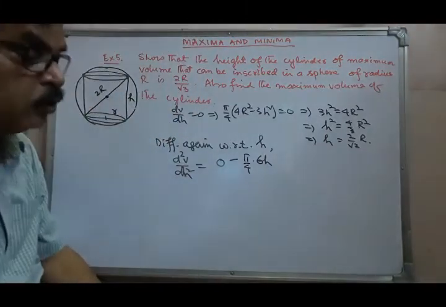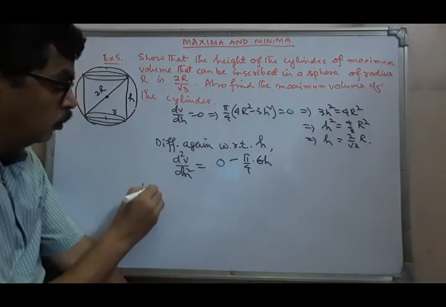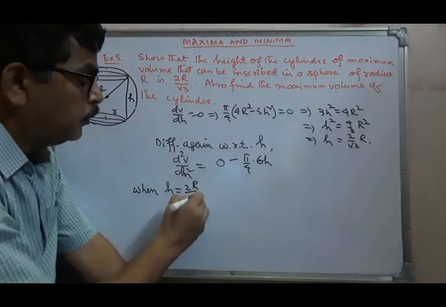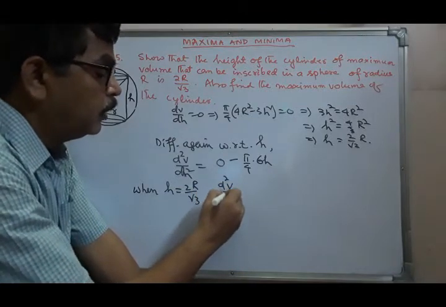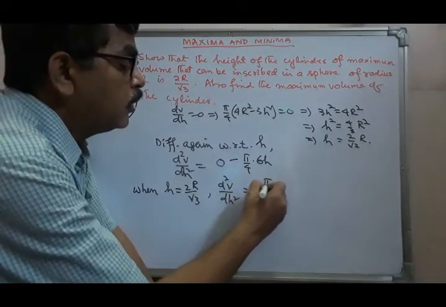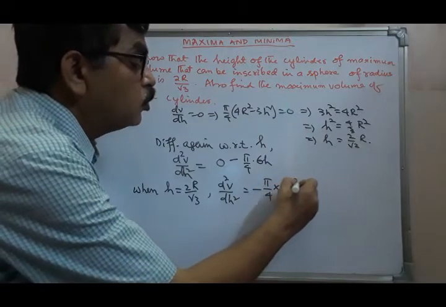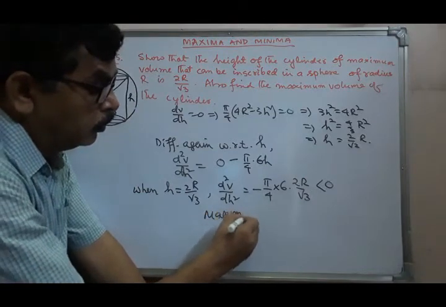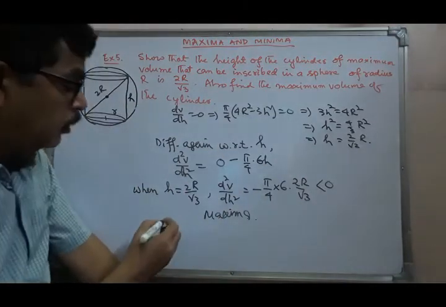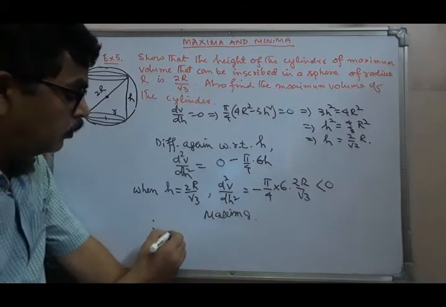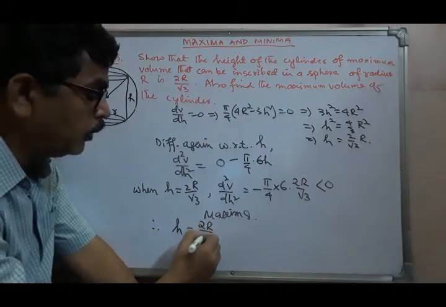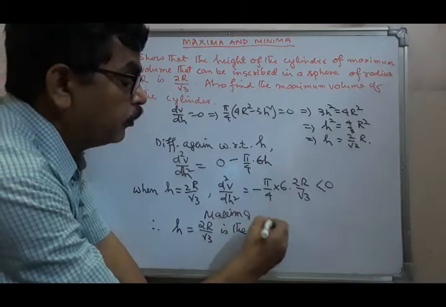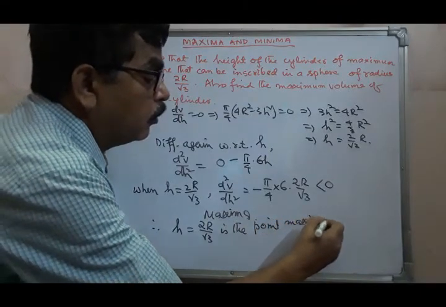So we are replacing the value when h equal to 2r by root 3, d square v by dh square equal to minus 4 pi by 4 into 6 into 2r by root 3, which is less than 0. Therefore maximum. So therefore h equal to 2r by root 3 is the point of maximum volume.